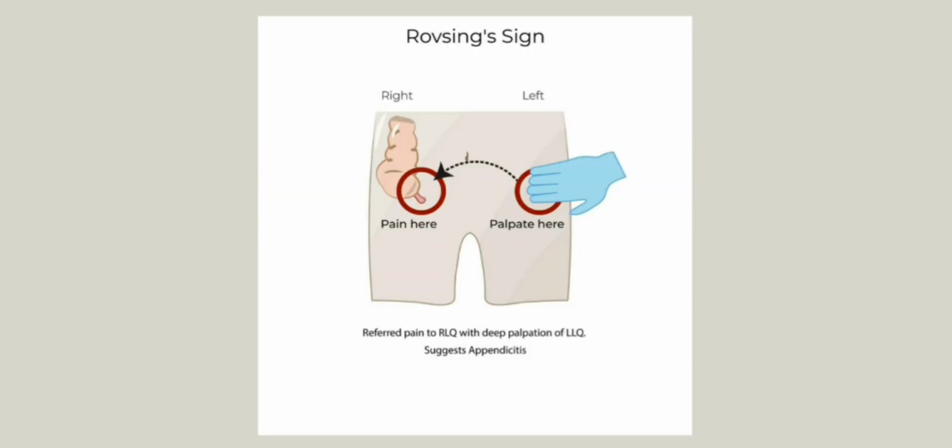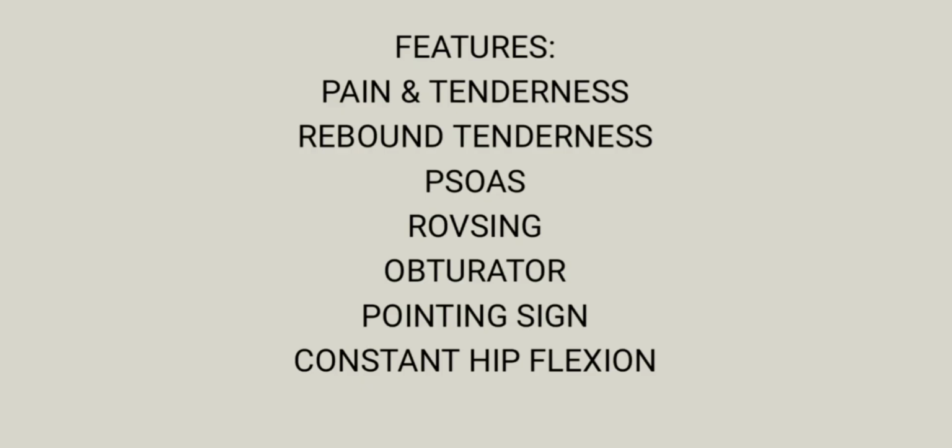So let's move on to clinical features. Clinical features, by this we mean the signs and symptoms of a patient with appendicitis. So the most important symptom, of course, is pain. Severe right iliac fossa pain, which of course you can elicit tenderness when you examine. Also, rebound tenderness can be noted.